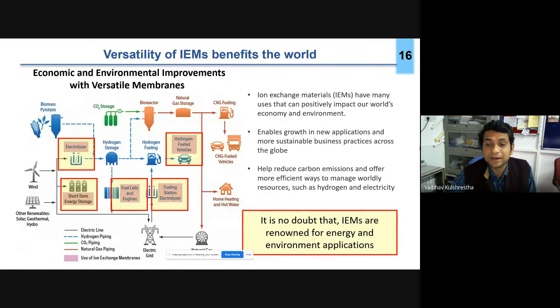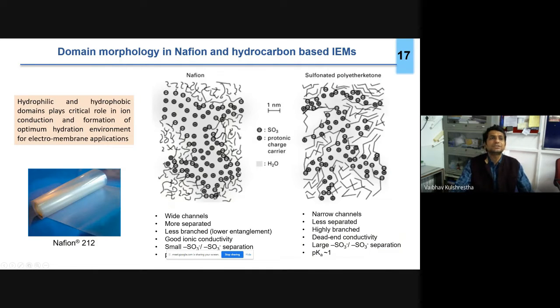After the declaration by our respected Prime Minister for the hydrogen mission, many big companies are trying to produce the proton exchange membrane. So this is the domain morphology of the well-reported Nafion membrane and hydrocarbon-based ion exchange membrane. Basically, hydrophilic and hydrophobic domains play a critical role in ion conduction in any membrane and in the formation of an optimum hydration environment for electromembrane applications. So it is just the picture of Nafion 212.